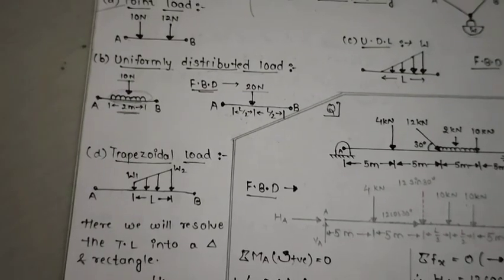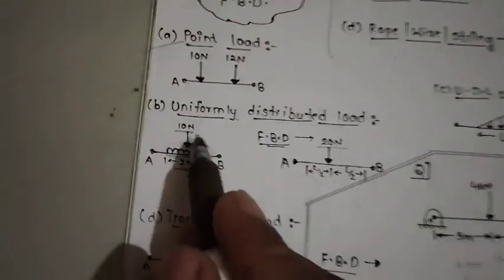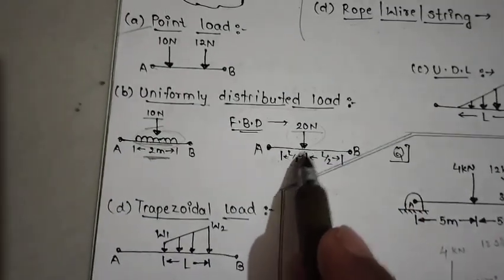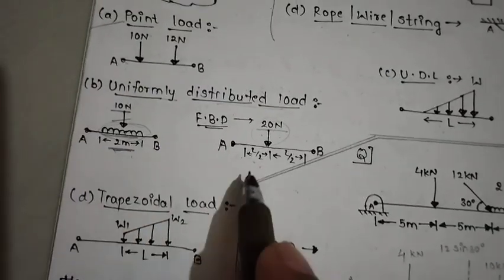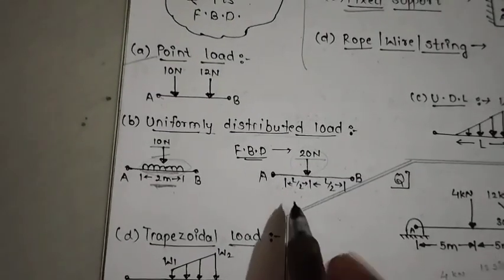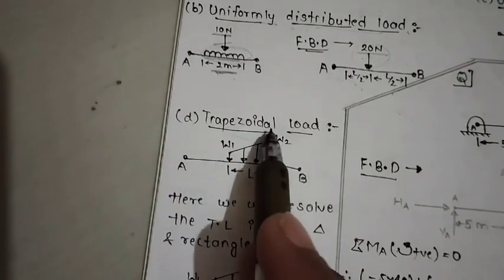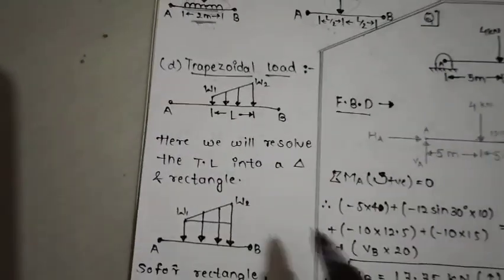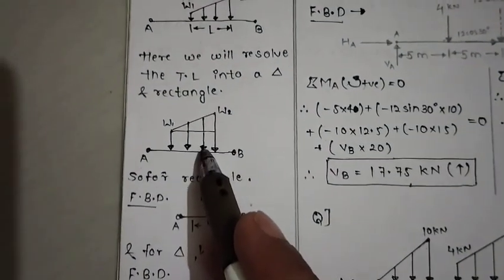So friends, as I was telling you, in uniformly distributed load, we simply multiply the given force with the length, which will give us 20 Newton. And for showing its point of action, you simply divide the length, L by 2, L by 2 for uniformly distributed load. And we have another type of load, that is trapezoidal load. In trapezoidal load, we have to simplify this trapezoid into two components, one is the upper triangle and the second one is the rectangle.